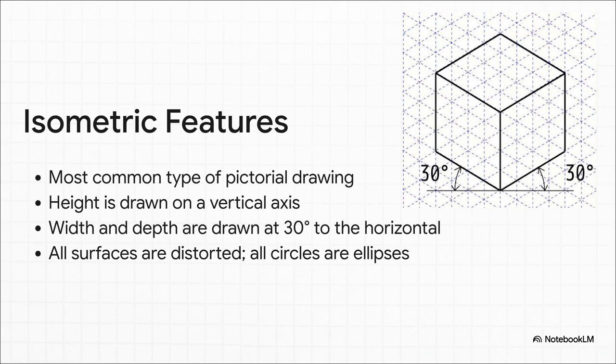And here's the big difference from an oblique sketch. There are no true faces here. Every single surface is distorted. Every circle becomes an ellipse. It's a complete but very convincing illusion.